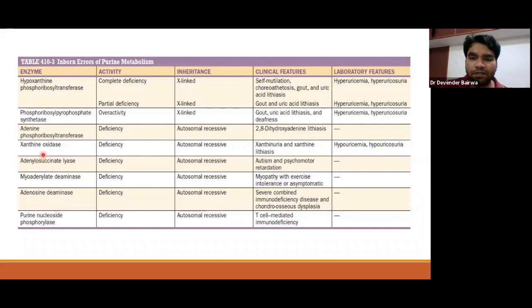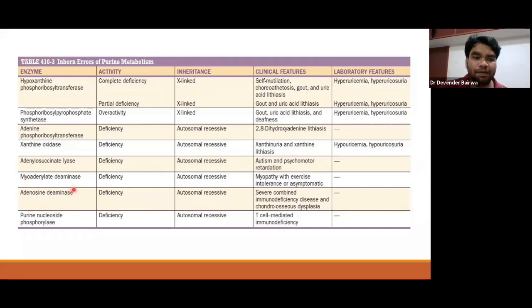Then xanthine oxidase deficiency is there. We know xanthine oxidase is involved in the metabolism leading to uric acid. So these patients can have hypouricemia. They can have xanthine stones, but apart from that, there is nothing else known. Then adenylosuccinate lyase enzyme is there. It can lead to autism and psychomotor retardation. All these enzymes somehow are important for purine metabolism, which is important for brain development. This is why in these disorders there is so much CNS involvement.